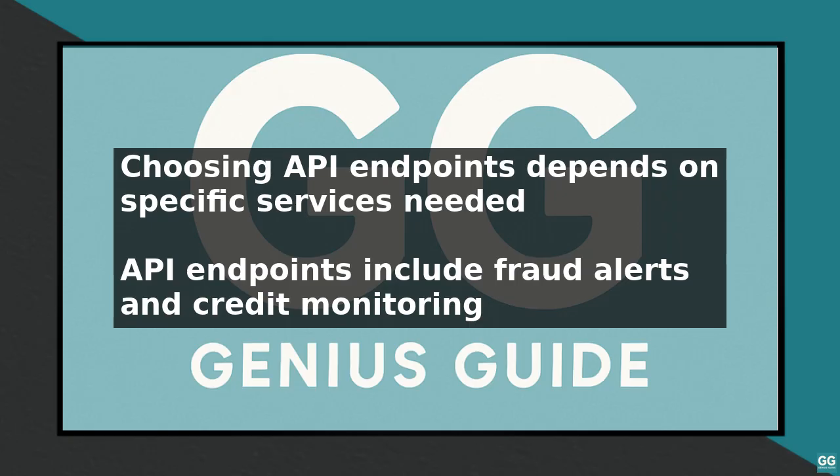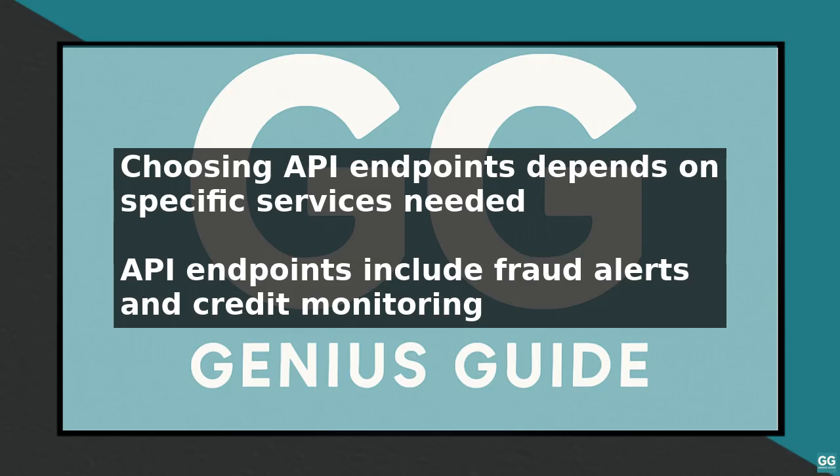To handle the API responses, you need to parse the JSON data returned by the API. This data will contain the results of the API request, such as the status of a fraud alert or the details of a credit report. You can use this data to update your system and provide the results to your customers.